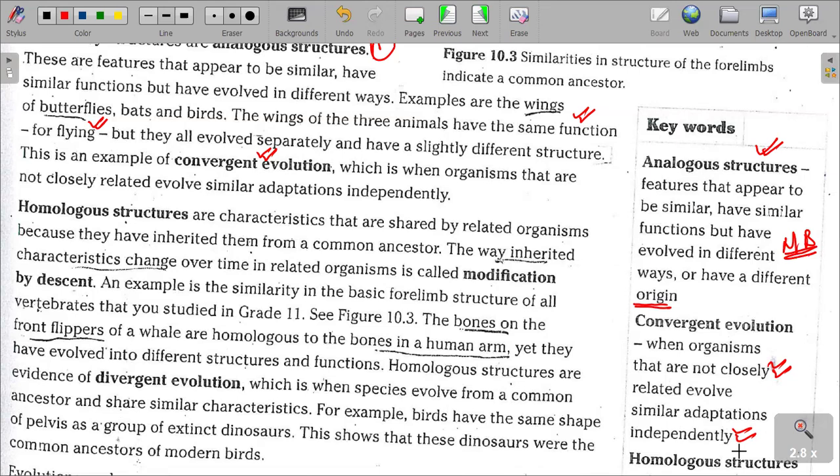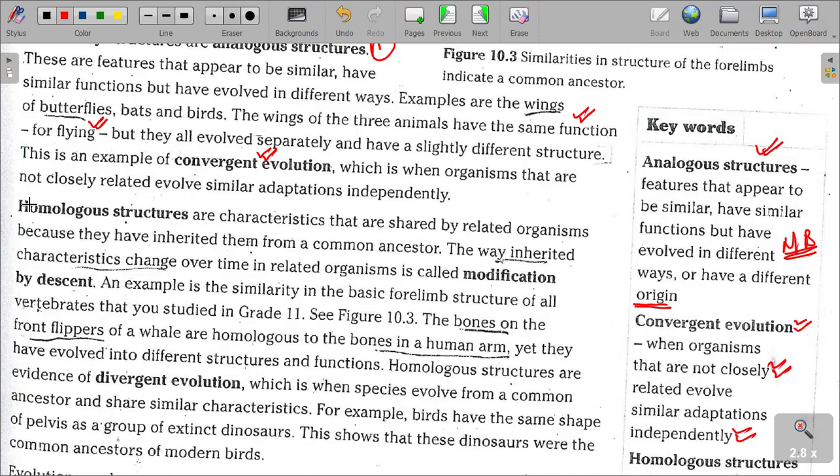You will see this in question 1.1.1.2, which gives you questions on terminology or scientific definitions of different statements. Organisms that are not closely related evolving similar adaptations independently is called convergent evolution.